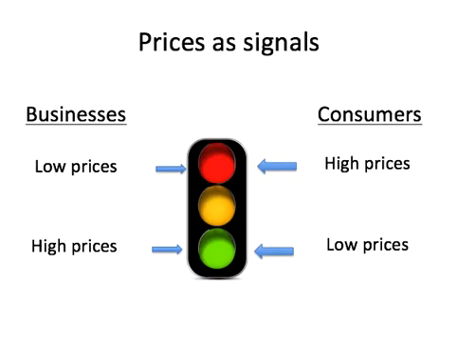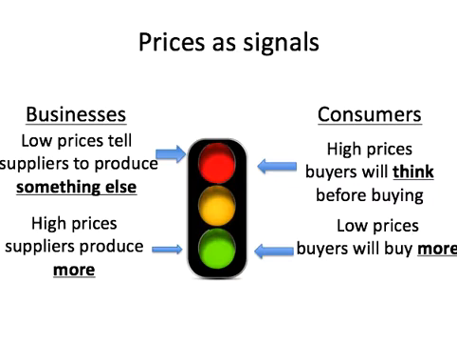Now, prices are also signals. And what we mean by that is the law of demand and law of supply are seen in this. For businesses, if the prices are low for the product, it's time to produce something else. The signal is to stop producing this because no one wants it. If the prices on the item are very high, well, that's an indication for suppliers that they need to produce more because this is an item that is in bigger demand.